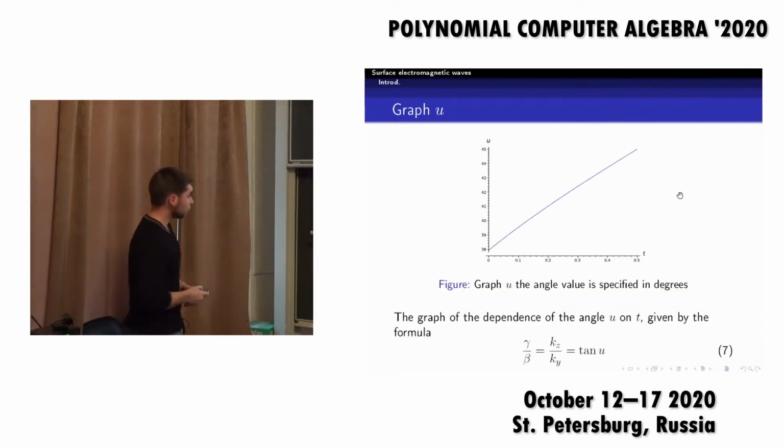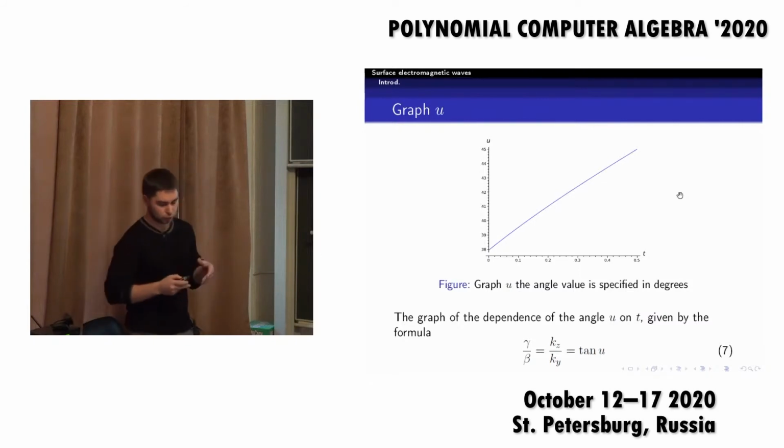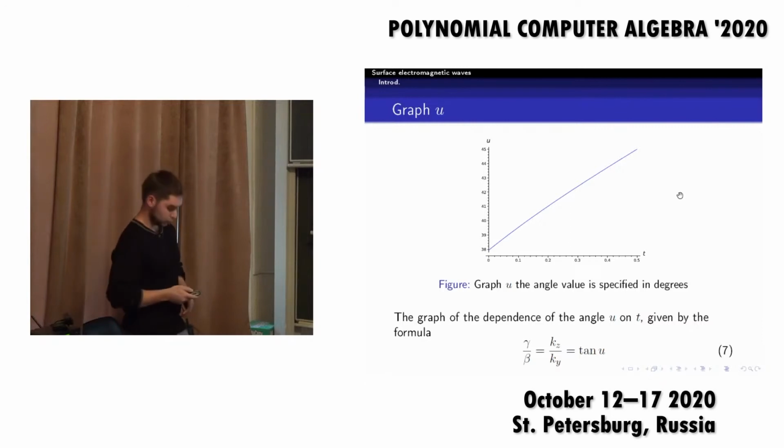And here we got the result: surface electromagnetic waves are found in the range between 38 and 45 degrees. Here is the graph and this function, how it depends.